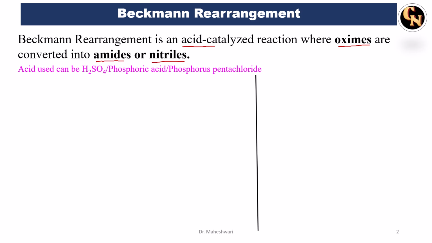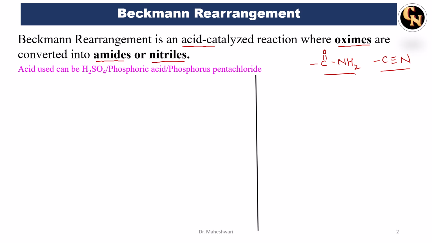Now oximes are converted into what? Amide, let us see the functional group of amide. This is your functional group. And nitrile is C triple bond N, correct? So these are the things which we can get after the Beckmann rearrangement. These are the functional groups you can get.